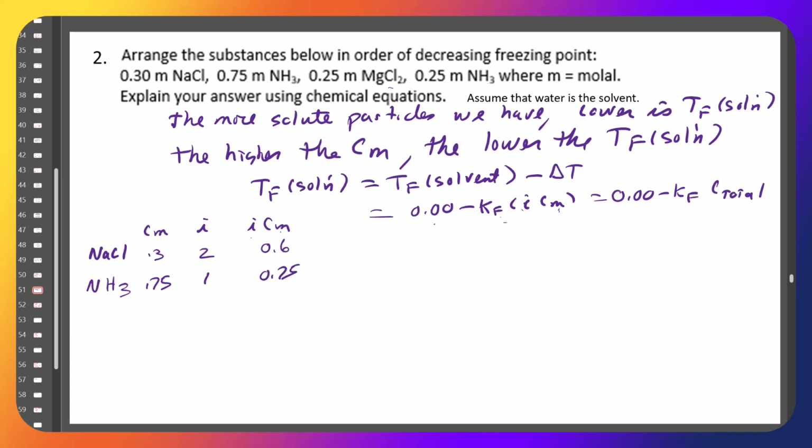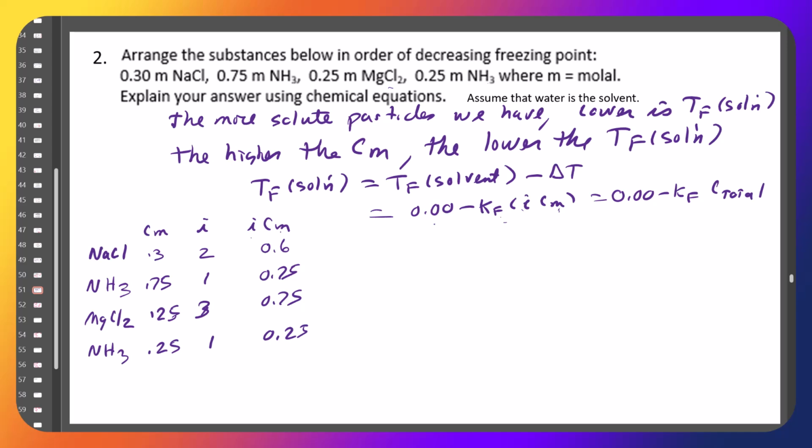For the third one, magnesium chloride, it's ionic. 0.2 is the concentration. i must be 3. So i times Cm is 0.6. And for the last case, ammonia again, but at a lower concentration. i is 1, so we get this. So then the biggest value here has the lowest freezing point. We want to arrange them in order of decreasing freezing point.